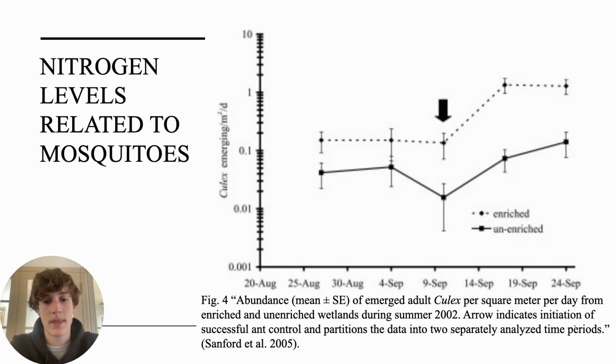So as you can see, the enriched level, the dotted line, is consistently higher than the unenriched, which indicates that areas with high nitrogen levels, like farmland, would have more mosquitoes.